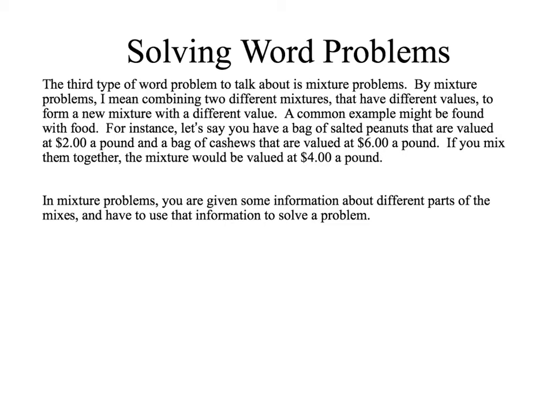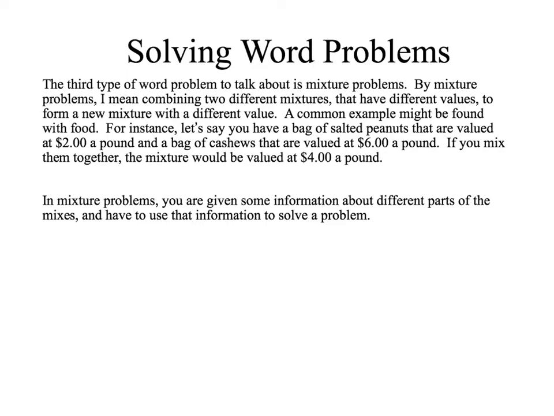The third type of word problem to discuss is mixture problems. By mixture problems, I mean combining two different mixtures that have different values to form a new mixture with a different value. A common example might be found with food. For instance, let's say you have a bag of salted peanuts that are valued at $2 a pound and a bag of cashews that are valued at $6 a pound. If you mix them together, the mixture would be valued at $4 a pound.